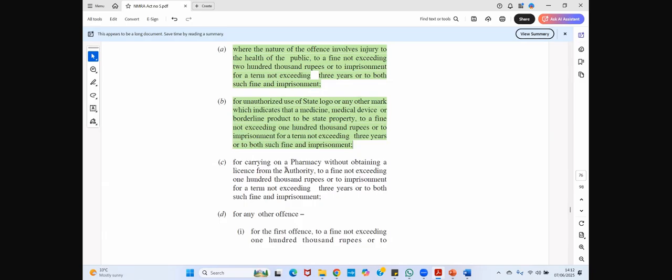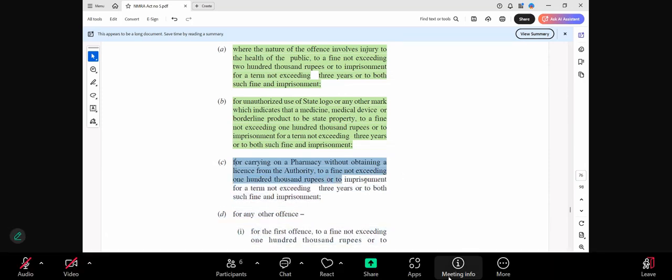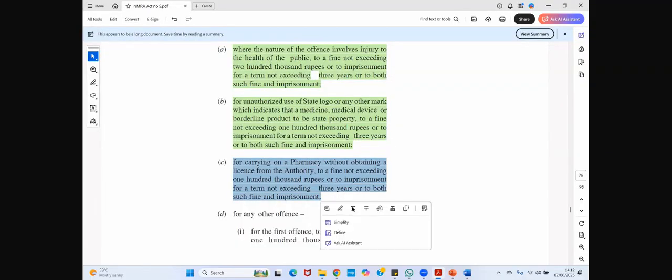For carrying on a pharmacy without obtaining the license, right? Which is a common offense many people commit, a fine not exceeding 100,000 rupees, 1 lakh, or imprisonment for a term not exceeding 3 years, or both, right? So these are the major offenses.